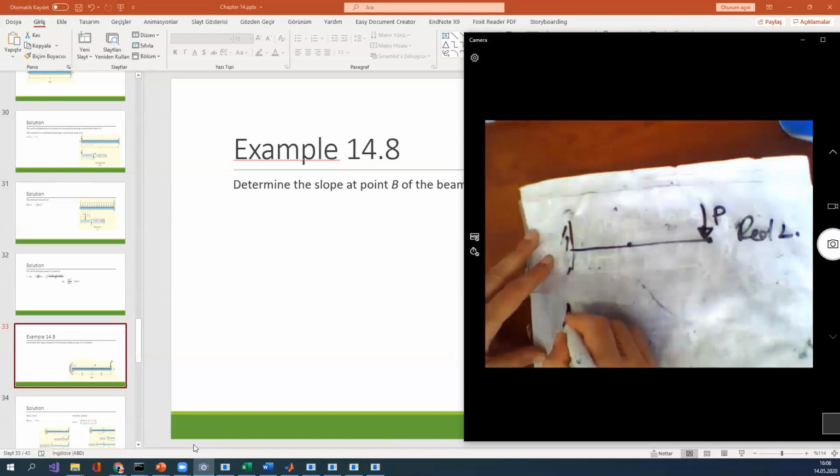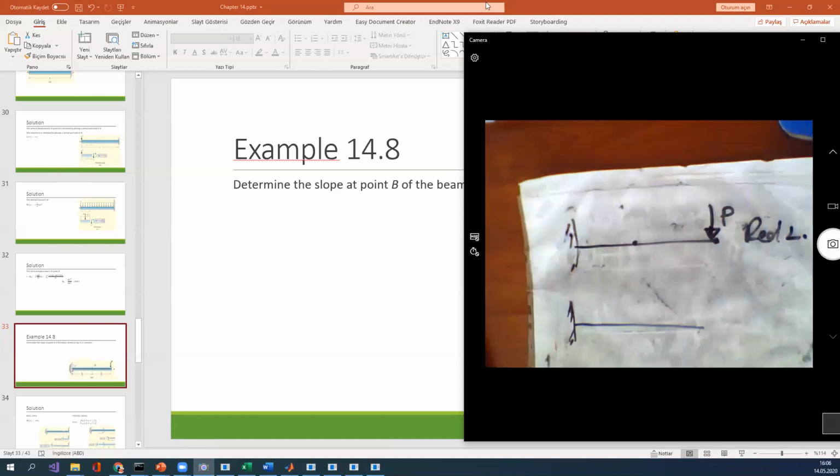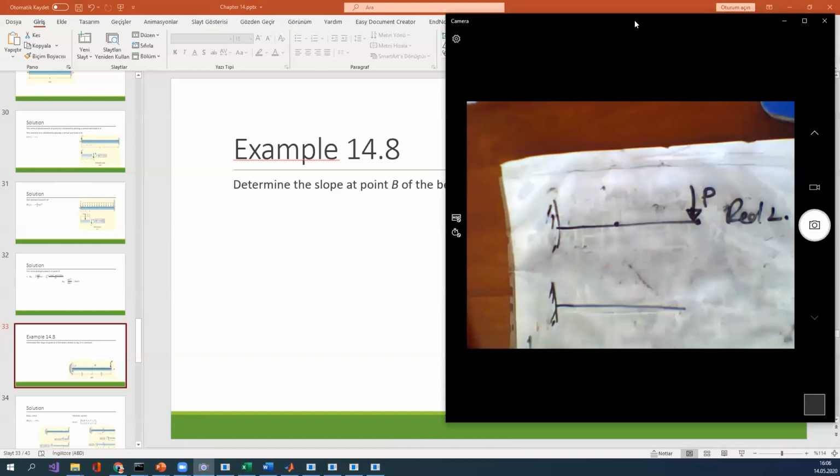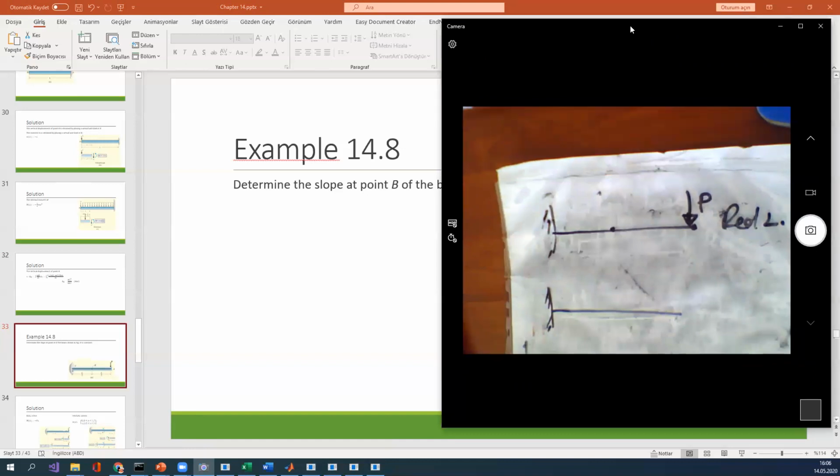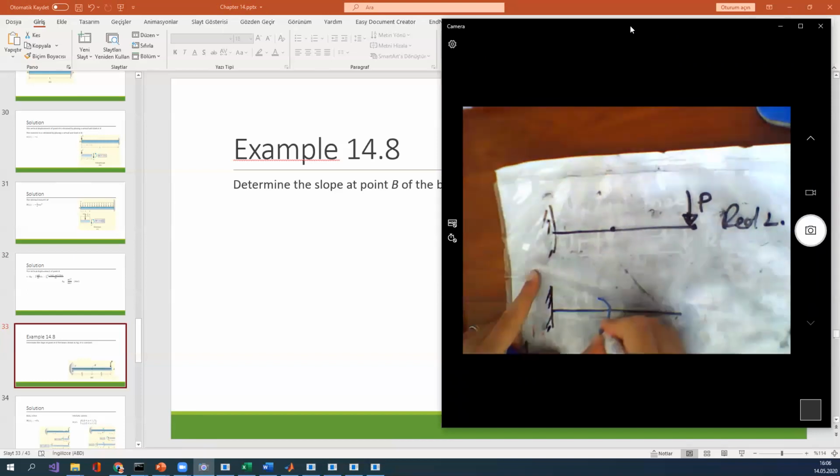Again, we have a beam in here. For the beam, we can see point B in the middle of the beam. The question asked for the slope. Therefore, I put a unit moment because slope is needed. Therefore, I put a unit moment in here. This is the virtual loading. Okay.